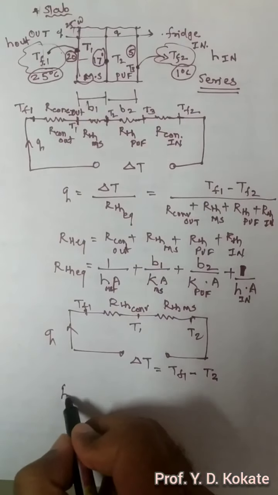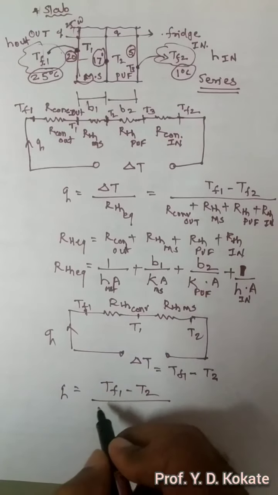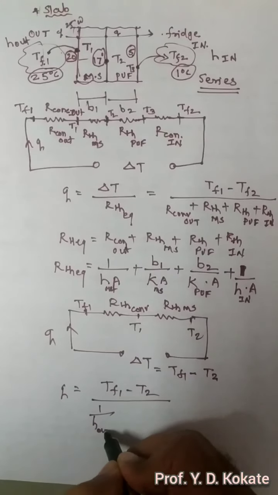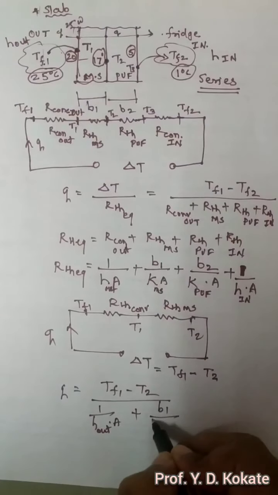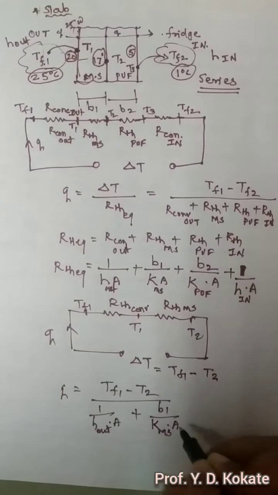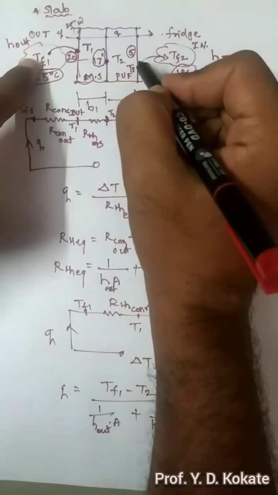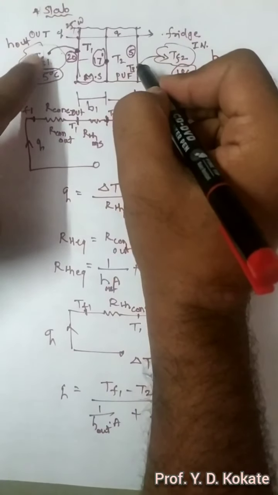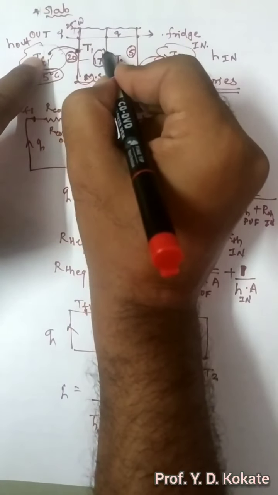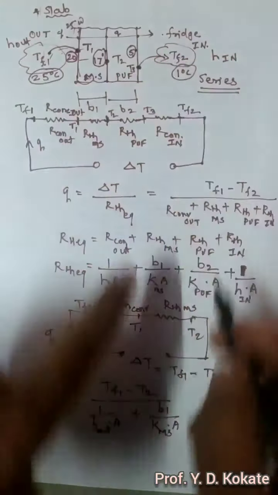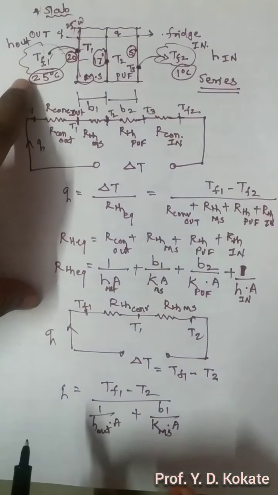So your formula becomes Q is equal to TF1 minus T2 divided by these two resistances, that is 1 upon H out into A plus B1 upon K MS into area. Okay, very simple. If you want to find out the T3 temperature, and if you know TF1, then you have to take TF1 to T3 and count the resistances. This is the first resistance due to convection, this is the second resistance, and this is the third. Then take TF1 minus T3 and write down all 3 resistances in the denominator.